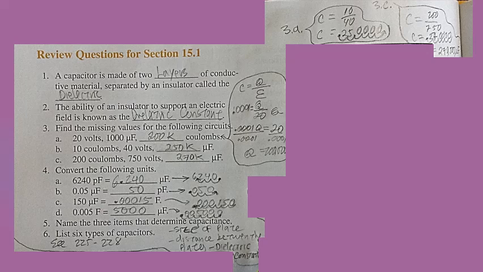Question 3, find the missing values for the following circuits. These are presumably capacitive only circuits. For section A, we have 20 volts, a 1000 microfarad capacitor, and we have to find the coulomb value. Again, the coulomb is the amount of electrons passing through a certain point in a circuit in 1 second.